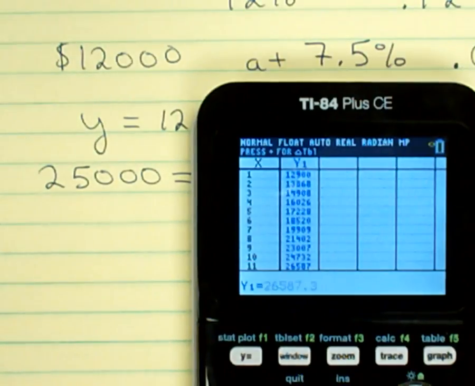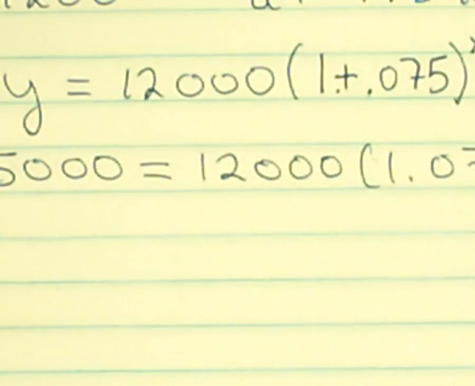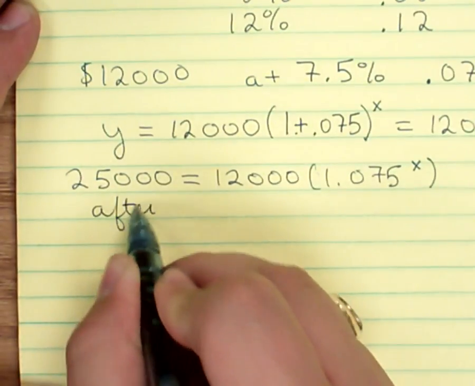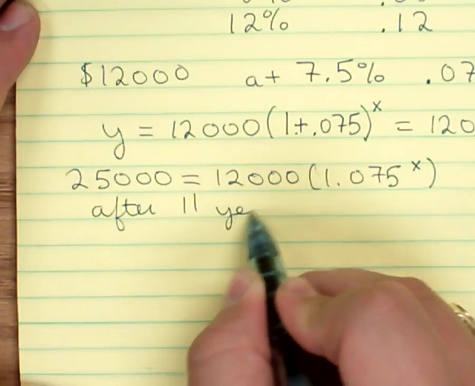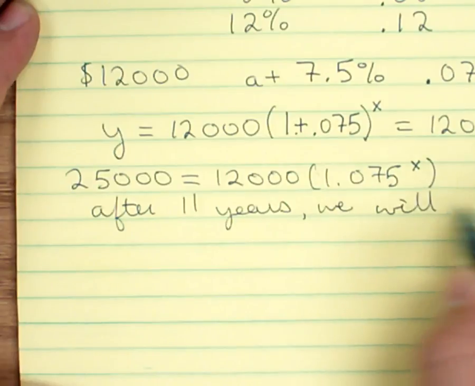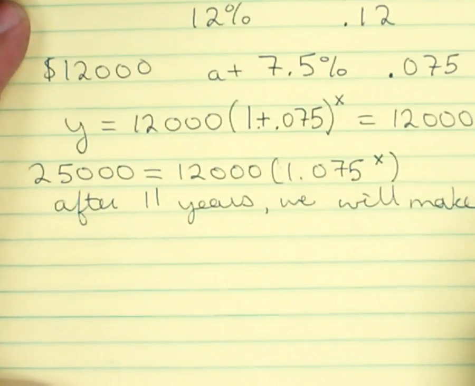So you see this after 11 years, because it's compounded yearly, it would go past 25,000 after 11 years. Okay? So the best explanation for this would be after 11 years, we will make $26,587.30.